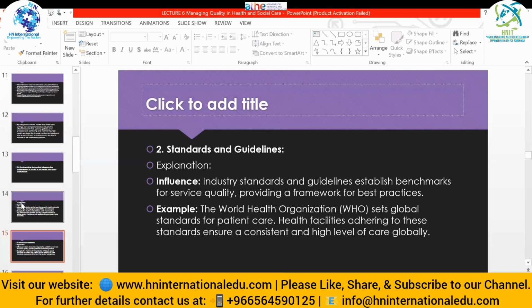Standards and guidelines. Industry standards and guidelines establish benchmarks for service quality, providing a framework for best practices. For example, the WHO sets global standards for patient care. Health facilities adhering to these standards ensure a consistent and high level of care globally. This is the best example, and the UNO is also doing the same.